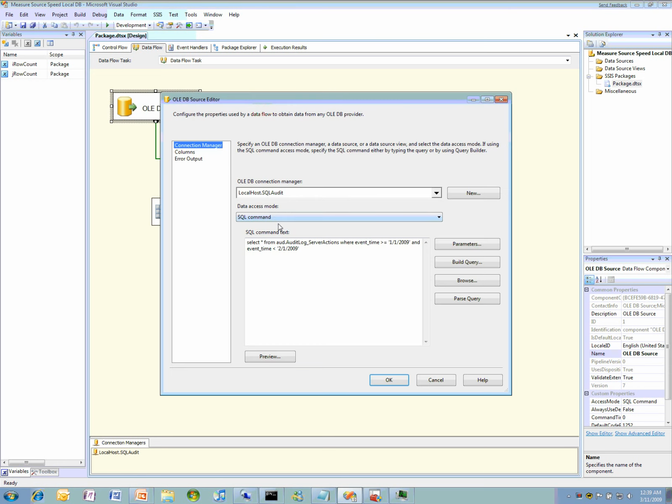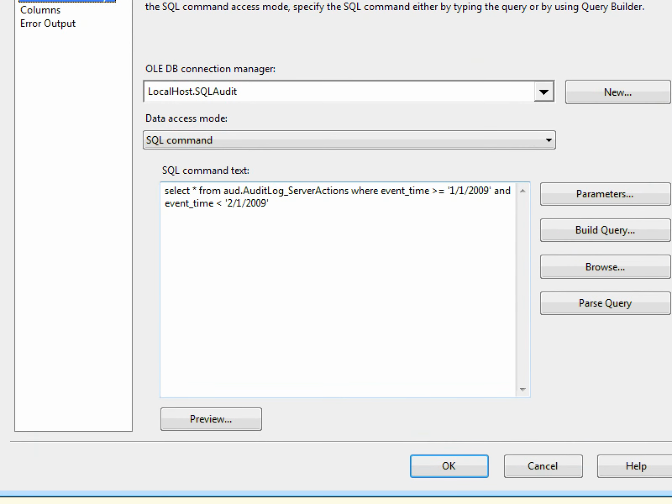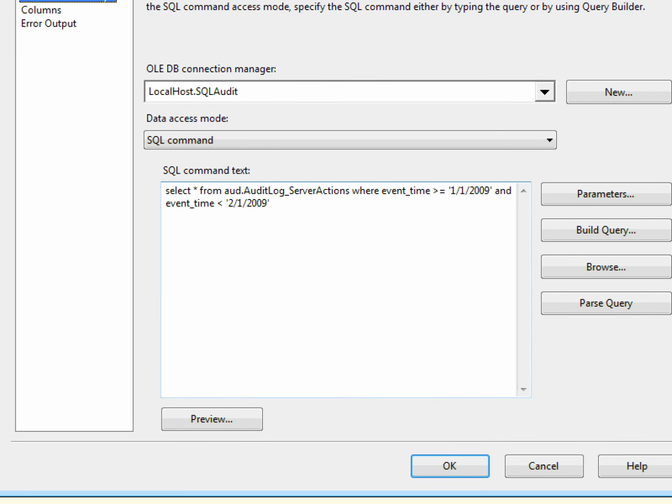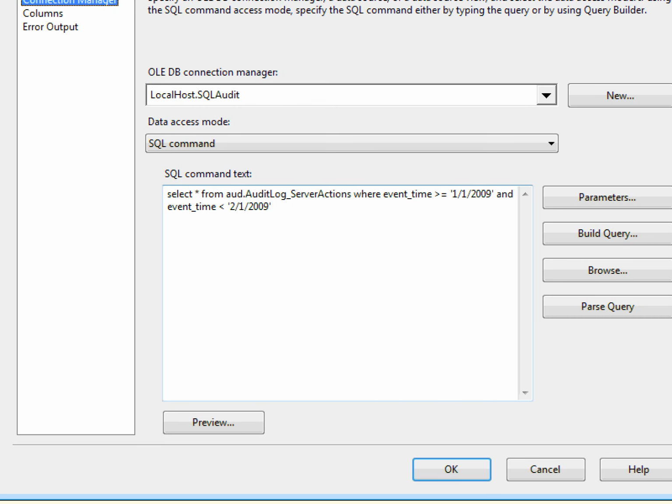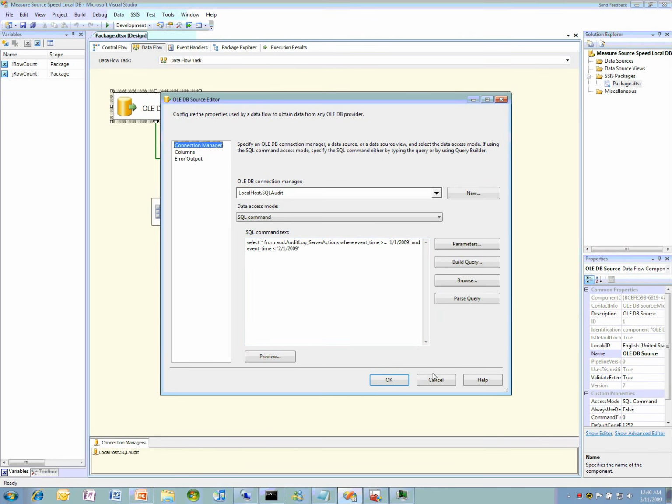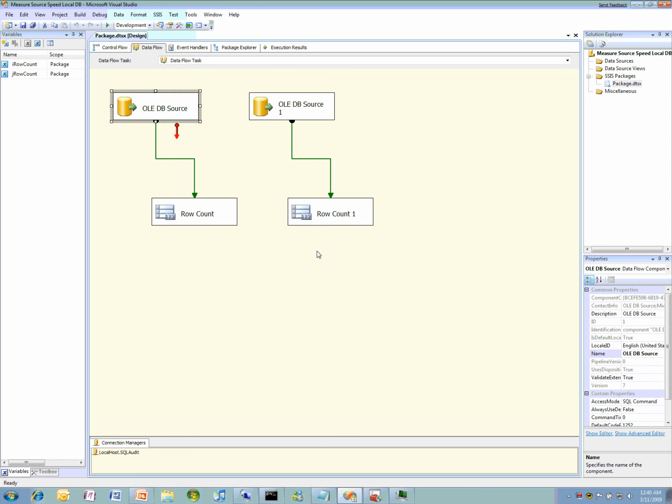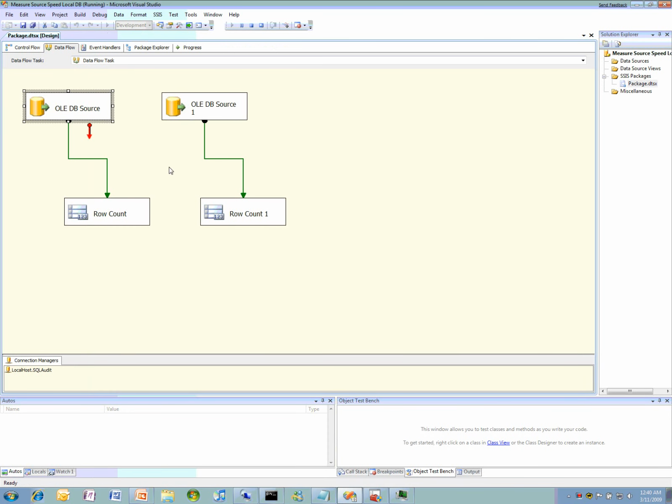The OLEDB data source, you'll notice, is simply a select statement from a particular table for the month of January in this case, because the data is also partitioned by month. So for this first one, it'll be looking at the data for January, and for the second one, it'll be looking for the data for December. So let's run the package.